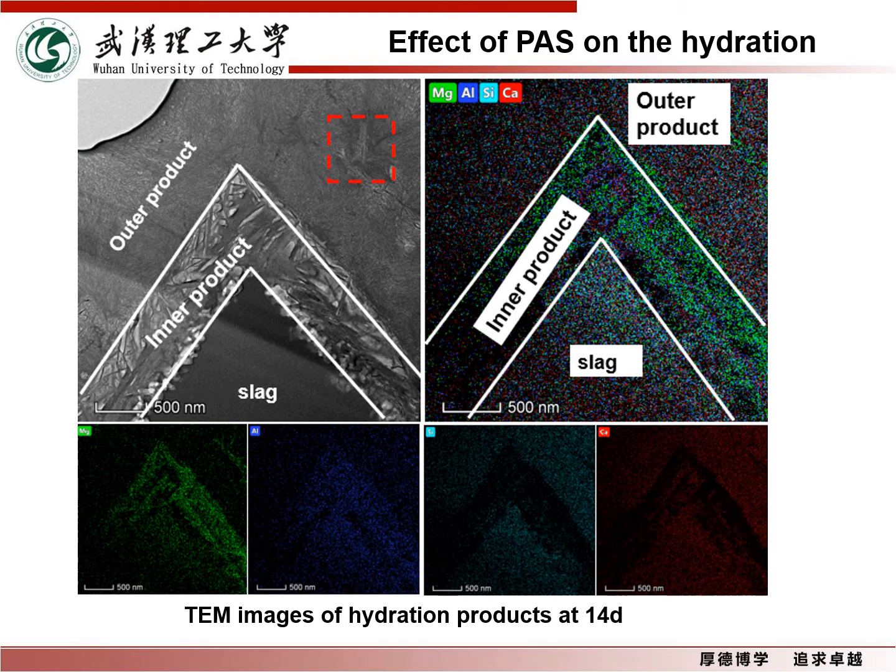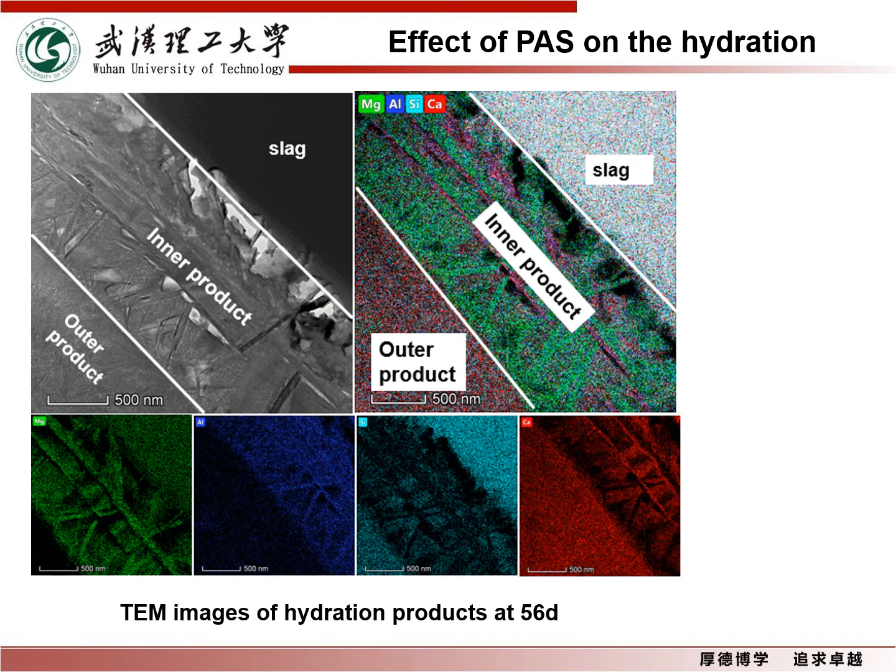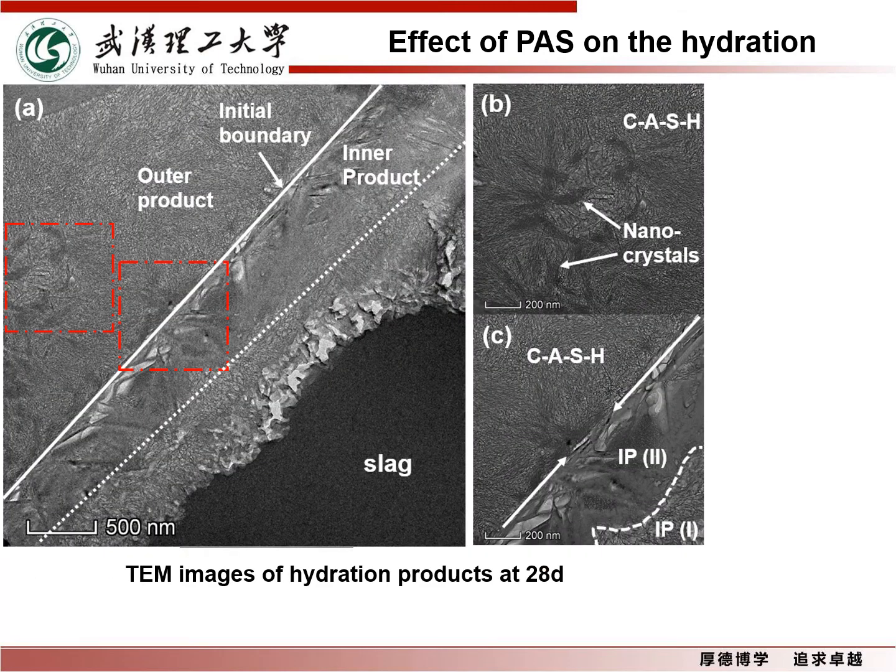Lace-like nanocrystals seem to be the hydrotalcite-like phase. As the hydration progressed, more nanocrystals were formed in the inner region. Nanocrystals were homogeneously distributed in the inner region of slag particles. This page shows the enlarged images of the plate or lace-like nanocrystals in the paste. Here we show the lace-like nanocrystal in the outer region, and here we show some lace-like nanocrystals which are enriched in the inner region of the slag particles.